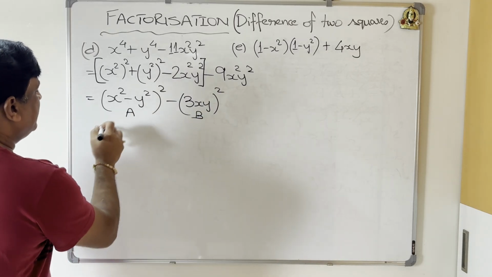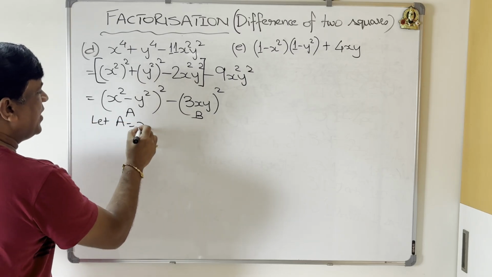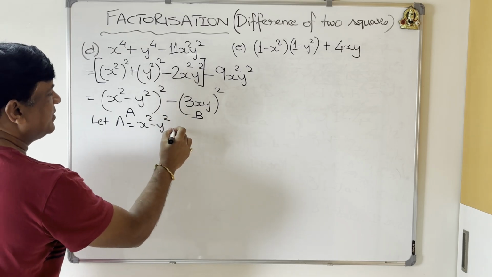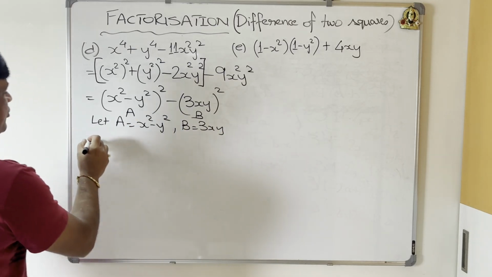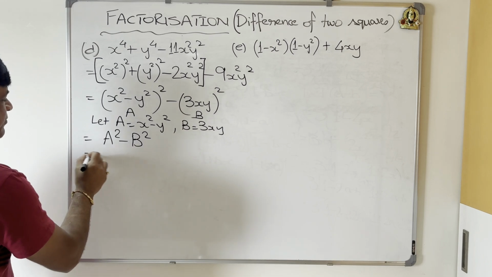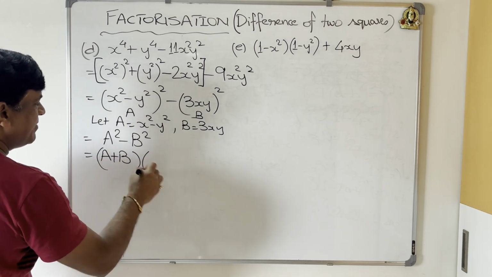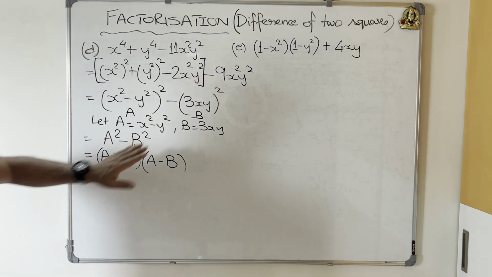So let a is equal to x square minus y square, and b is equal to 3xy. Do that. So what you get is a square minus b square. What are the factors of a square minus b square? a plus b times a minus b. It is done. Now what do we do? We put these values back in it.